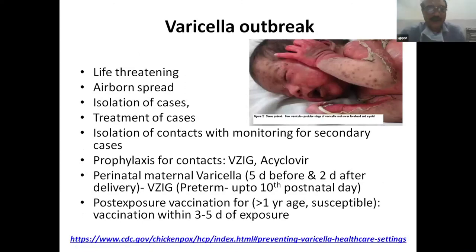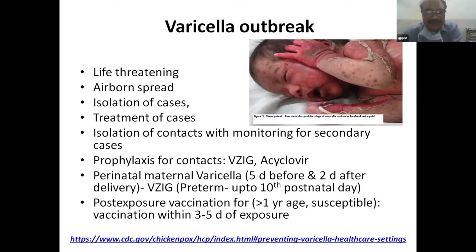So, varicella outbreak. A varicella outbreak may be life-threatening in neonatal units. You all know it is spread by airborne spread, and isolation of cases is a must to check further spread. Treatment of cases should be done using acyclovir. Isolation of contacts with monitoring for secondary cases is also required, and most often the source is relatives, attendants, mothers, or healthcare workers. Prophylaxis recommended for contacts is varicella specific immunoglobulins with or without acyclovir.